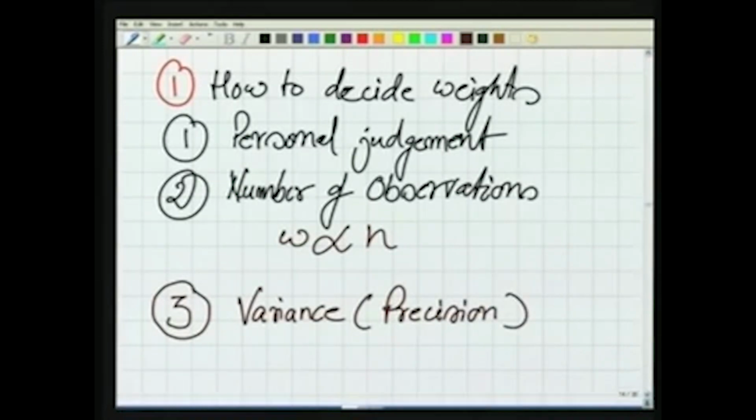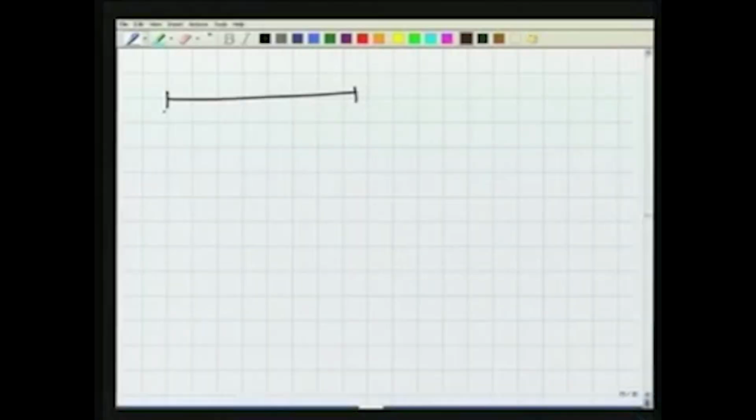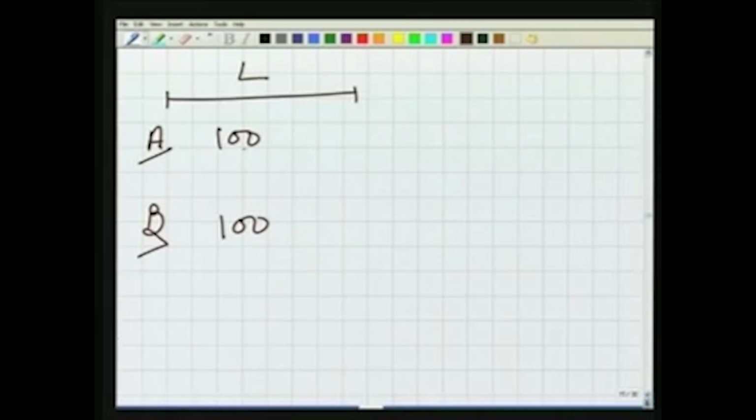Now I will draw a diagram here. The same length is being measured by 2 observers A and B. A has done, for example, let us say 100 measurements. B has also done 100 measurements for this length L. Both of them, A and B, are equally sincere. The weather conditions when they are working in the field are almost the same. If that is the case, whom should we give more weight? So for his 100 measurements and for his 100 measurements, we can find the sigma, and the square of sigma is the variance.